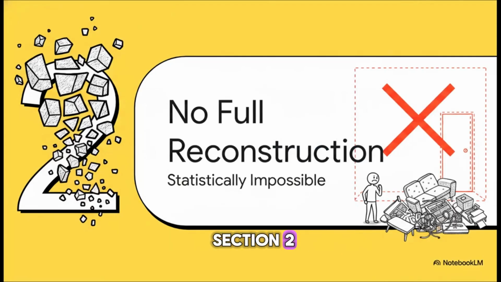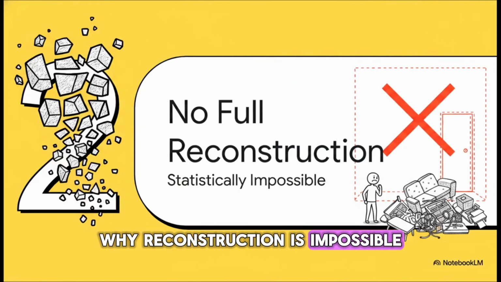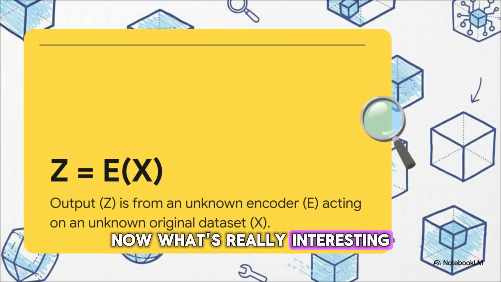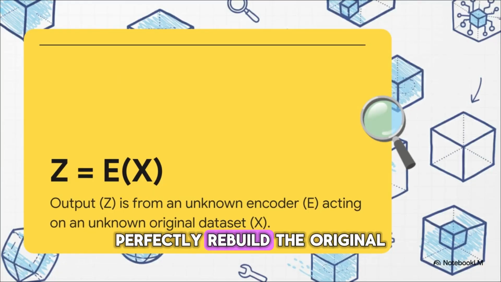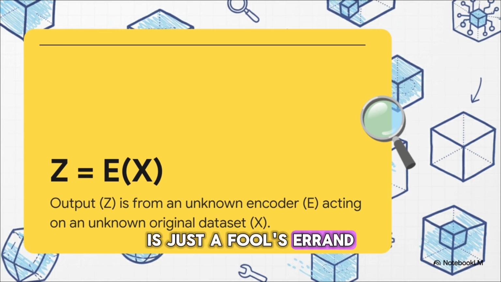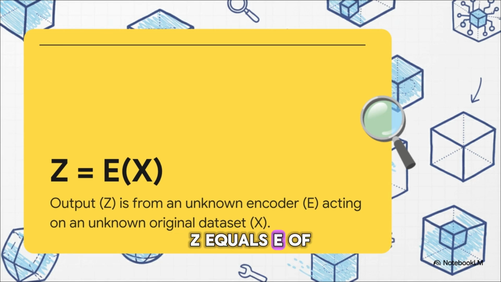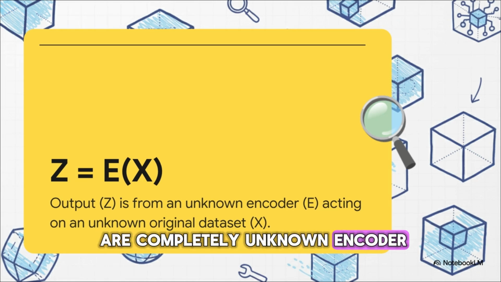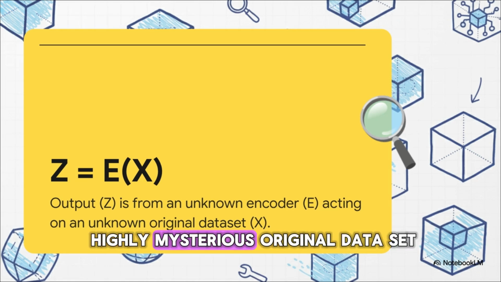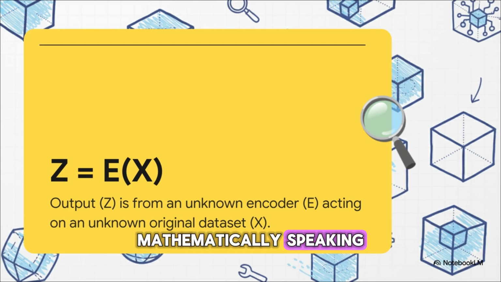Moving on to Section 2, why reconstruction is impossible. Now, what's really interesting about this is why trying to perfectly rebuild the original room from scratch is just a fool's errand. It all boils down to one foundational equation, z equals E of x. In our scenario, z represents those 4,096 compressed scalar values, the output. E represents our completely unknown encoder, and x is the highly mysterious original dataset. Mathematically speaking, because both x and E are entirely unknown, this problem is statistically non-identifiable.